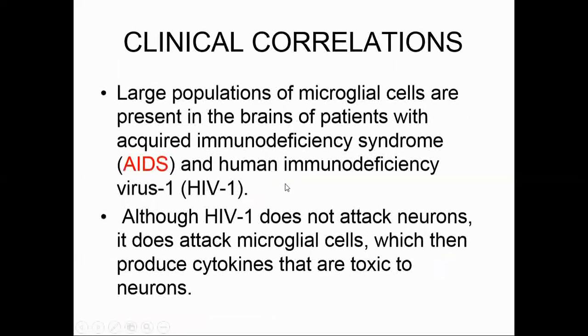Let's see clinical correlation of the microglial cells. In case of AIDS, the HIV virus attacks mainly the microglial cells, and the microglial cells produce certain cytokines, chemicals. This in turn attacks the neurons, or it is toxic to neurons. So HIV directly doesn't attack the neurons, but indirectly by attacking the microglial cells, and that produces cytokines which are toxic to neurons.